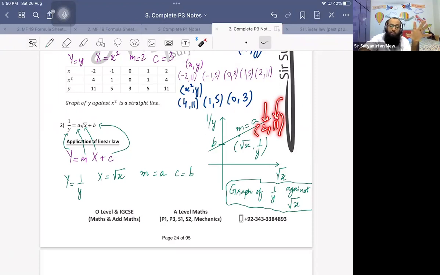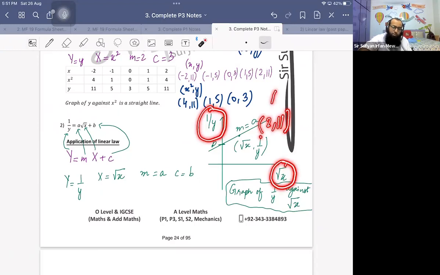Before we decide, we need to check out the axis of the curve. So if the coordinates are 2 comma 11 given, and if there is root x on the horizontal axis and 1 upon y on the vertical axis, then we need to know that root x equals 2 and 1 upon y equals 11. 2 comma 11 is not x comma y.